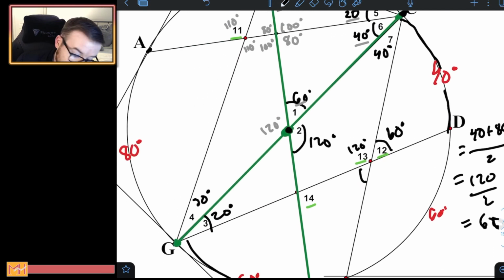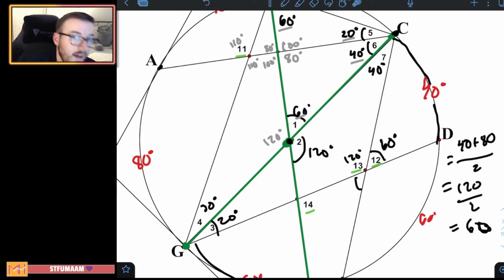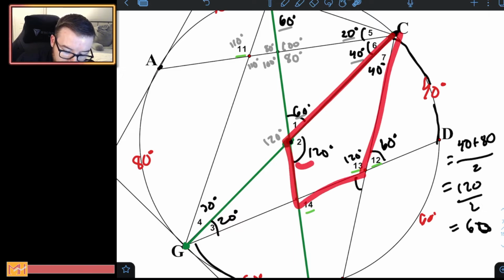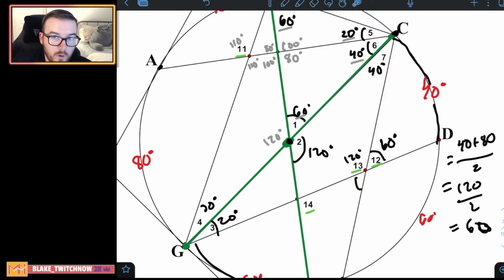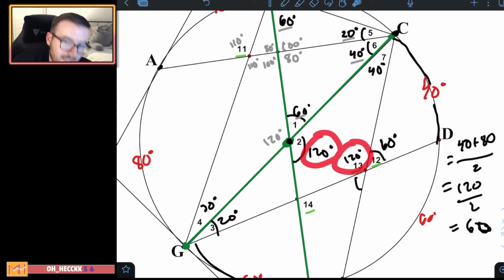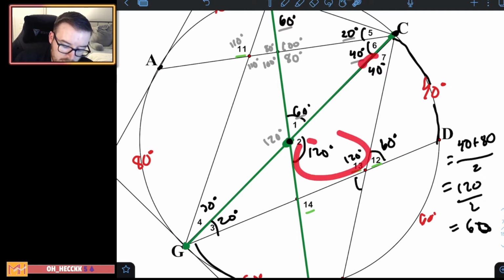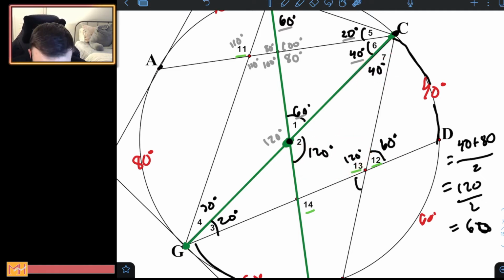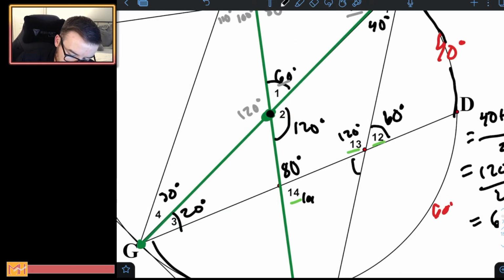Now I can't help but notice that without really doing any extra work, I have another quadrilateral where I now know 3 out of the 4. At the start, I didn't. Now that I solved for these two, I now know 3 out of the 4. 120 and 120 add to 240. 240 plus 40 adds to 280. So there is 80 degrees remaining, making this 100.